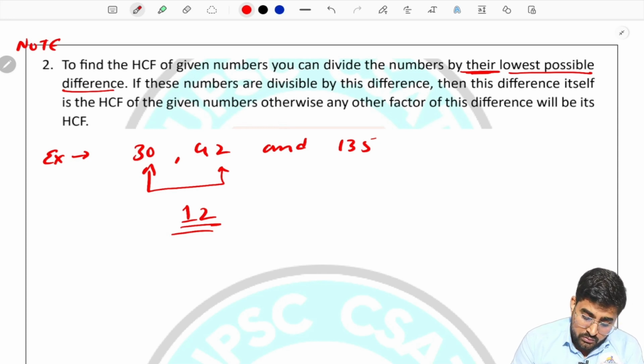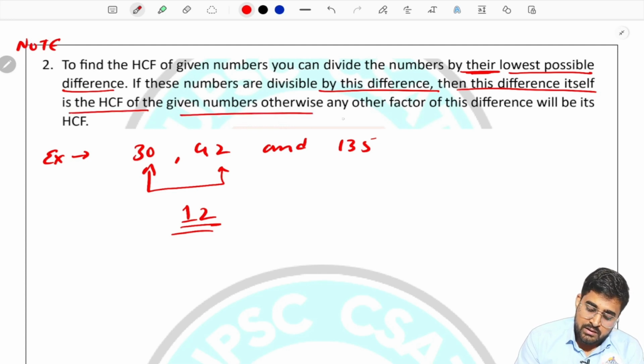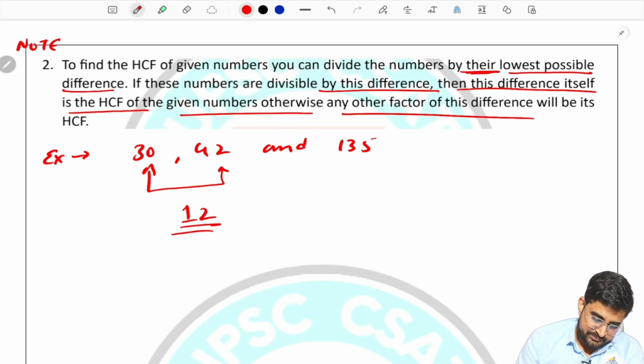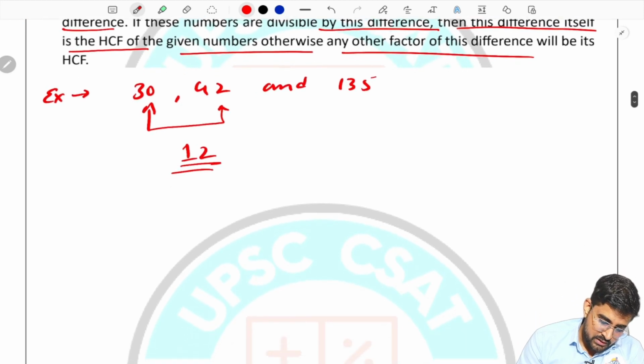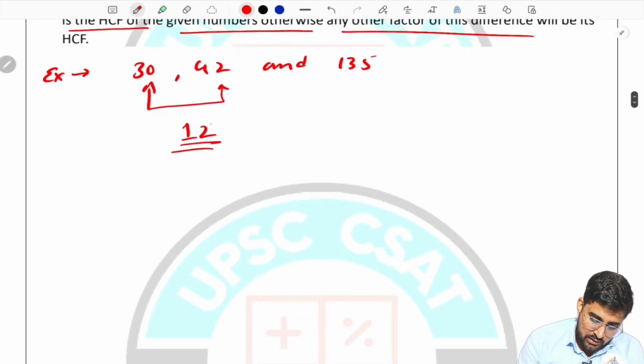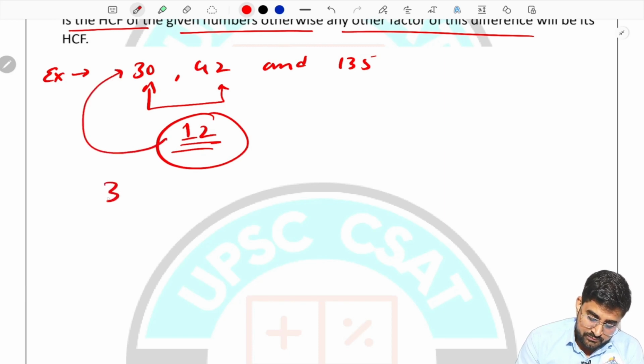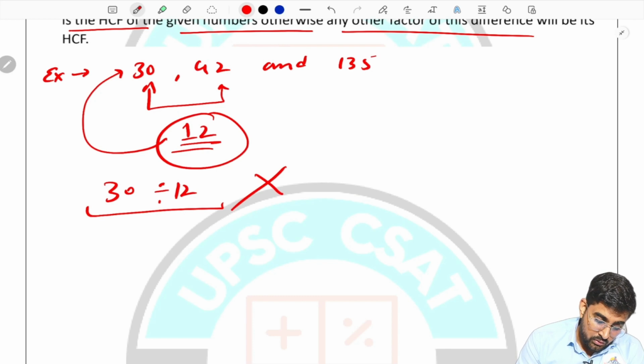Now what the second line says: if these numbers are divisible by this difference, then this difference itself is the HCF of the given numbers, otherwise any other factor of this difference will be its HCF. Now 12 is divisible by 30? Yes or no? No. Okay. Now 12 is divisible by 42.